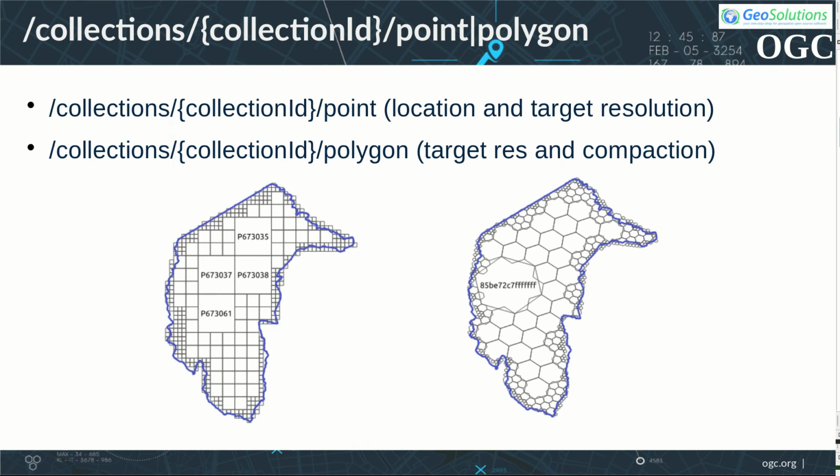Finally, 2 resources are available to map real-world geometries onto DGGS zones. The first one is given a point and a target resolution, returning the DGGS zone covering the point. The second one is given a polygon and a target resolution, returning the set of DGGS zones covering the polygon. Optionally, the returned set can be compressed by returning parent zones when they fully fit inside the polygon.